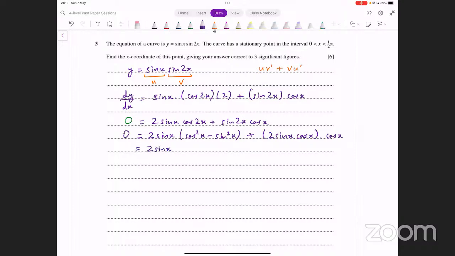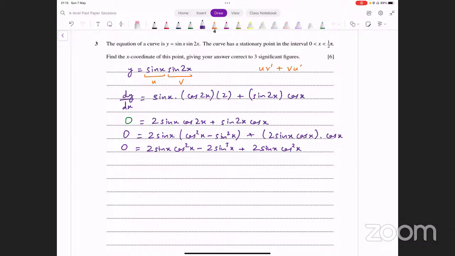We have 2 sine x into cos square x minus 2 sine cube x plus 2 sine x into cos square x equal to 0. This is what we're getting. Now, how do we solve this equation?